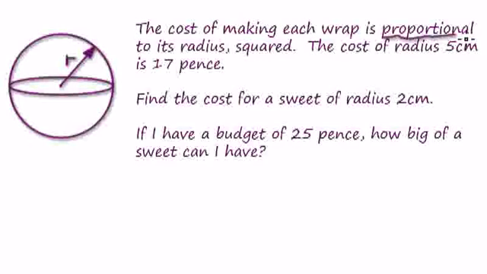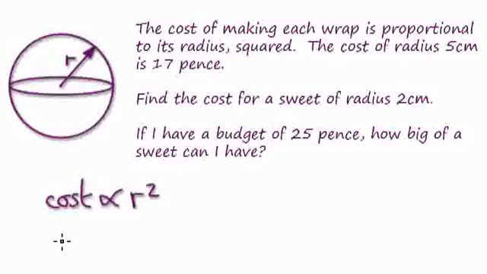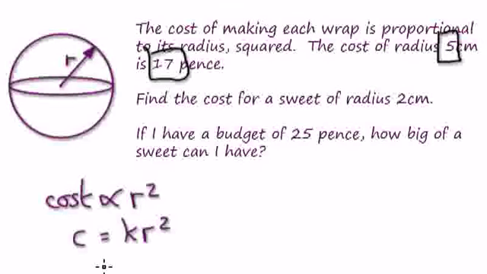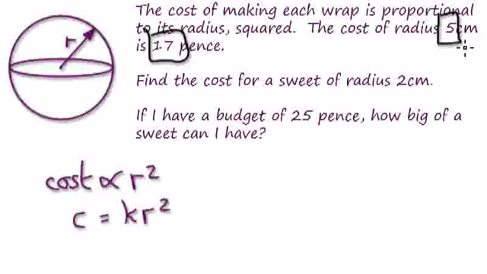So this statement makes sense. Here you're told that the cost is proportional to the radius squared. Inside your mind, you should visualize this: cost is proportional to the radius squared. So that means you could do this. I'm just going to say C equals k r squared, where C is the cost. Now you're given this point: when the radius is 5, the cost is this.